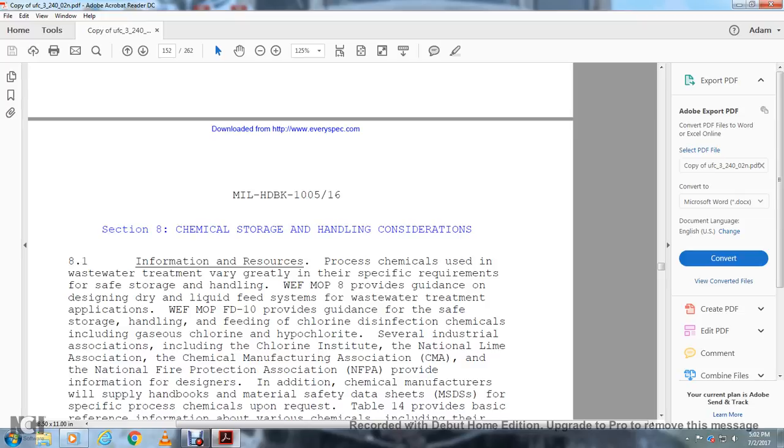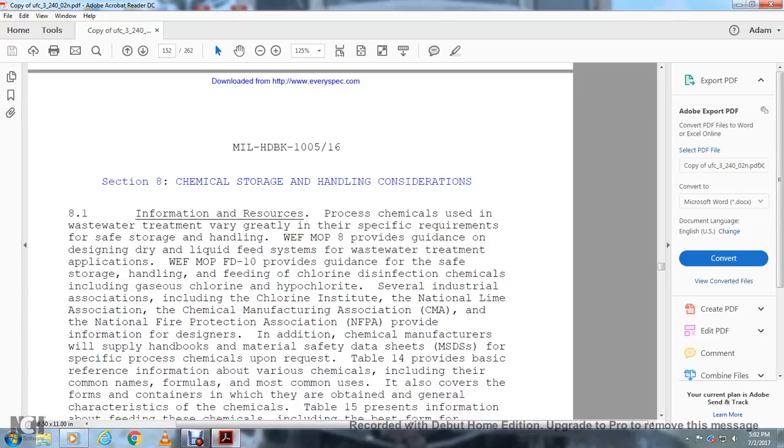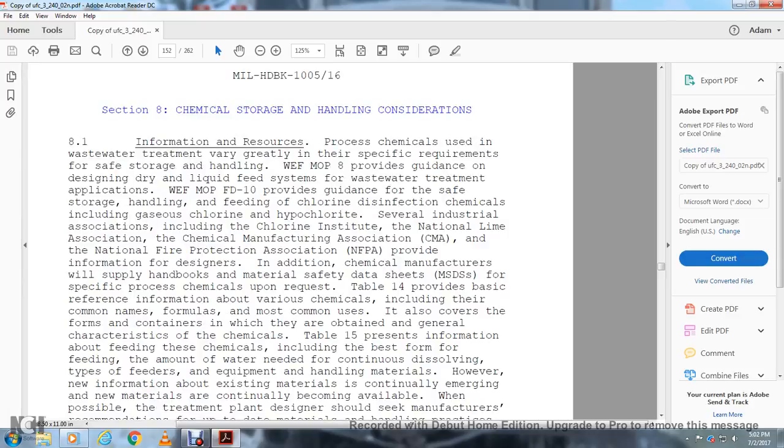Information resources. Process chemicals used with wastewater treatment vary greatly in the specific requirements for storage and handling. MOP 8 provides guidance on the design of dry and liquid feed systems for wastewater treatment applications. MOP FD-10 provides guidance for the safe storing, handling, and feeding of chemicals for chlorine disinfection, including gaseous chlorine and hypochlorite.